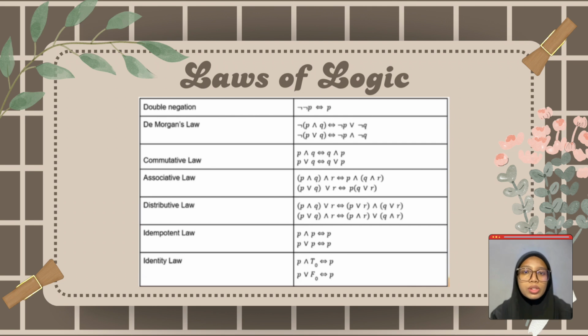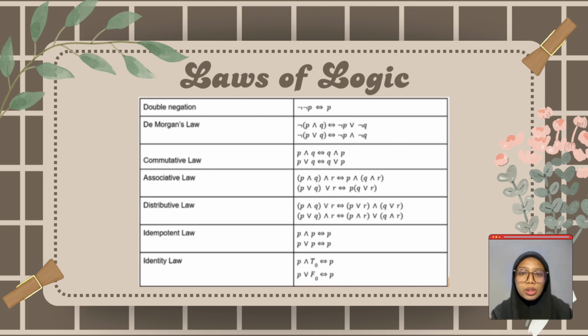The commutative law states that the order of statements does not affect the result for conjunction and disjunction. In other words, changing the position of statements does not change their meaning. The associative law explains that the grouping of statements does not affect the final result as long as the logical operators remain the same. The distributive law shows how conjunction and disjunction can be distributed over each other. This law is useful when simplifying complex logical expressions.